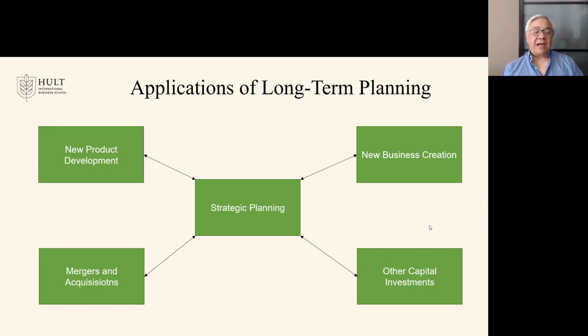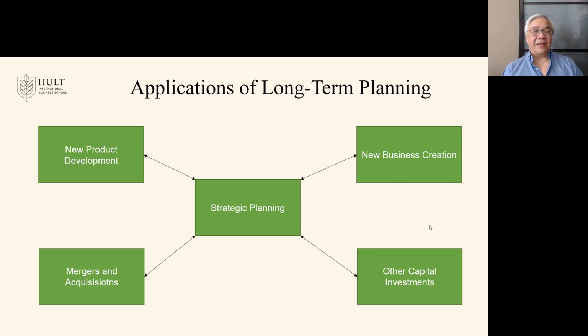Applications of long-term planning obviously include strategic planning because that by definition is a long-term plan, but it also includes things that feed into that. Things such as new product development within the context of an existing business unit, or it could be creating a new line of business, an entry into a new market or a new industry. Also, strategic planning often includes some type of mergers or acquisition or divestiture. Those would have to be factored into long-term planning.